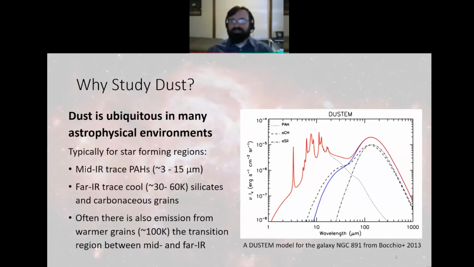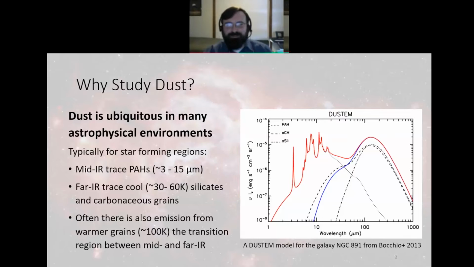This is a dust model for a nearby galaxy from a paper that I pulled, showing an infrared spectrum. This galaxy is some sort of star forming galaxy, I'm guessing. I don't actually study galaxies, but I'm looking at this and seeing features that tell me there are lots of star forming indicators going on.